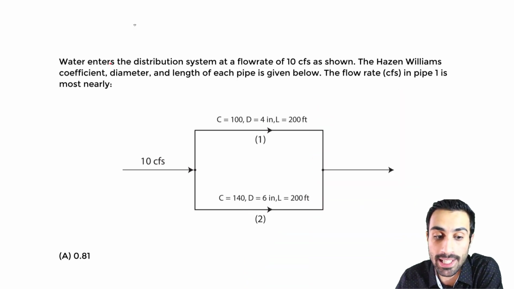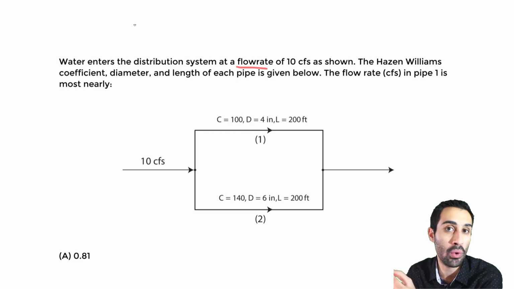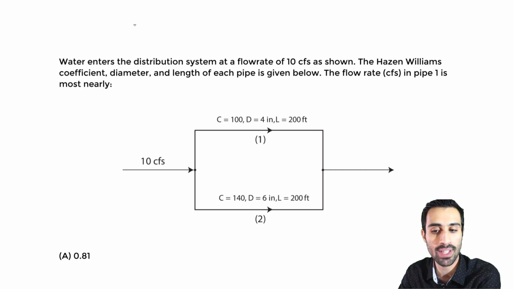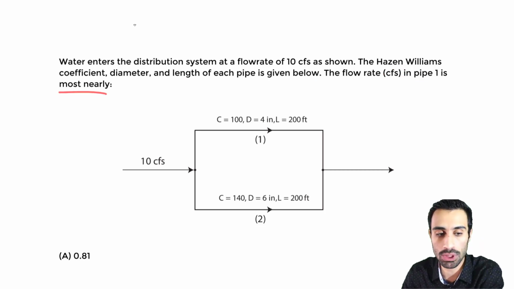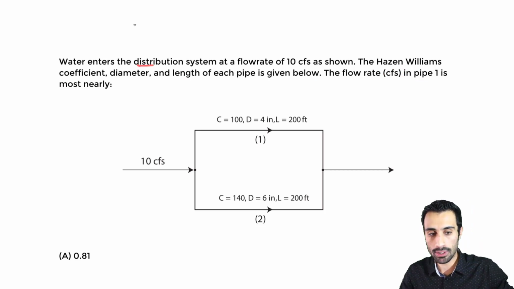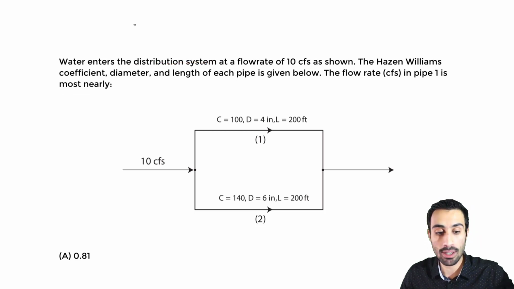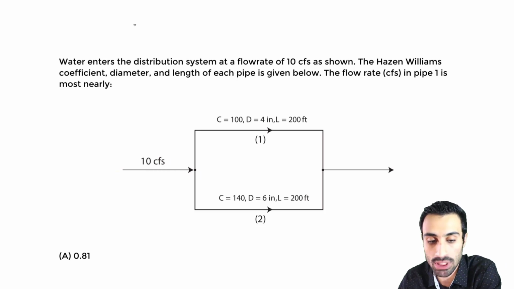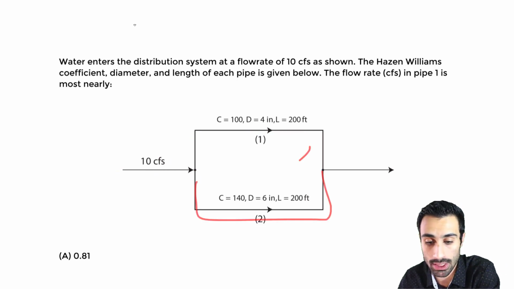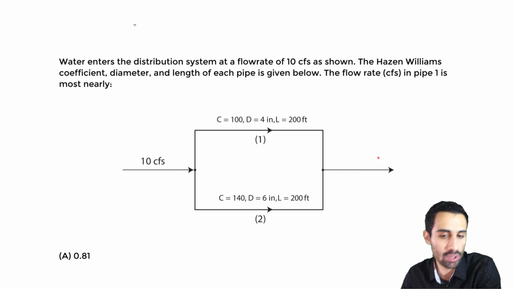So we're told water enters the distribution system at a flow rate of 10 CFS as shown. The Hazen-Williams coefficient, diameter, and the length of each pipe is given. The flow rate in CFS in pipe 1 is most nearly what? So we're given a water distribution system, and the flow rate that comes in is 10 CFS, cubic feet per second. CFS, C for cubic, feet, second, cubic feet per second. That comes into this water distribution system, and some flow comes out, and we'll talk about that as we continue.